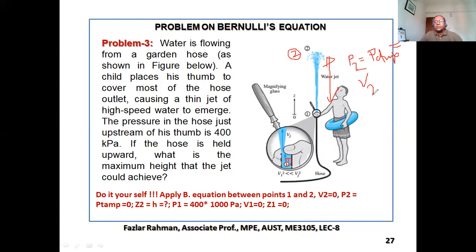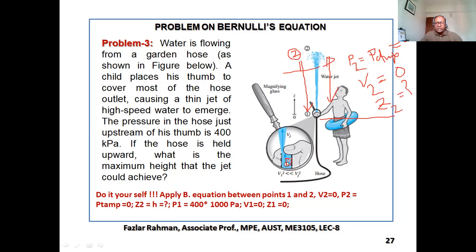What will be the V2? Velocity of water at point 2. Velocity is 0 because water is moving upward with high velocity due to the gravitational action. Velocity gradually reduces, right? Then at one point, velocity is 0. Then water will fall down. So V2 is 0. If this is my reference point, then this much height is the Z2, which we'd like to know. That Z2 equals how much?